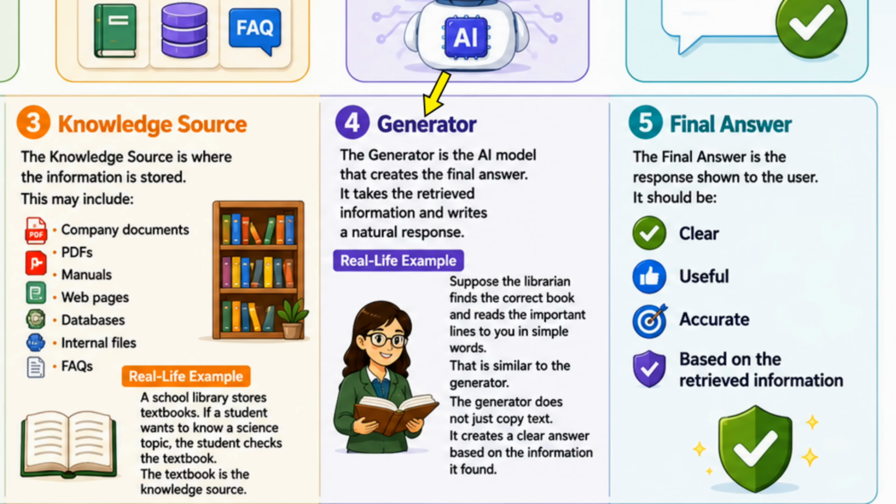Fourth part, generator. The generator is the AI model that creates the final answer. The generator takes the retrieved information and writes a natural response. Real life example. Suppose the librarian finds the correct book and reads the important lines to you in simple words. That is similar to the generator. The generator does not just copy the text. The generator creates a clear answer based on the information it found.